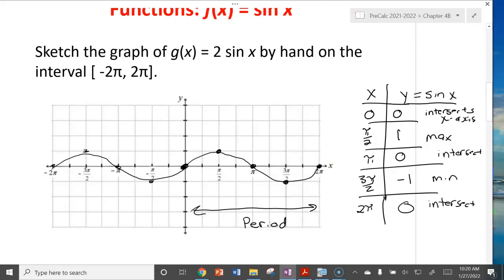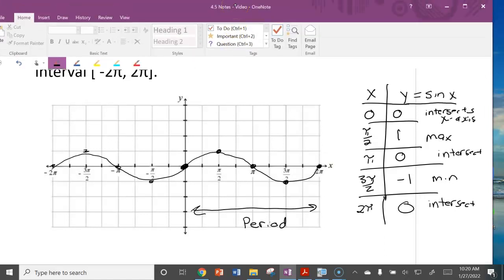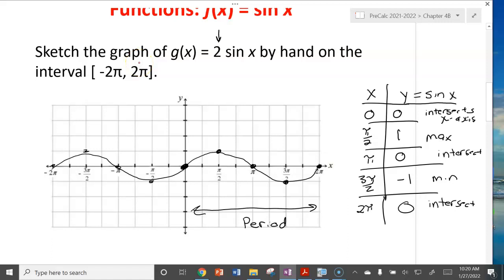Now, when we do 2 times the sine function, that's just like applying a vertical stretch. So I'm going to multiply each of these points by 2. I'm going to keep their x locations the same, but I'm going to double the y value. So here, it was 1, now it's 2. Was 0, now it's 0. Does the same thing over here.